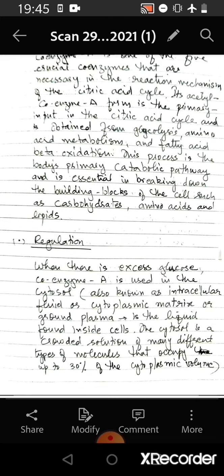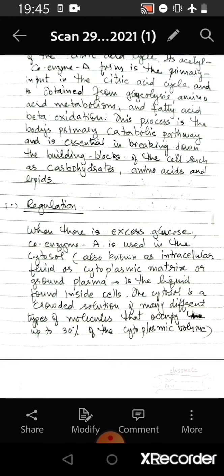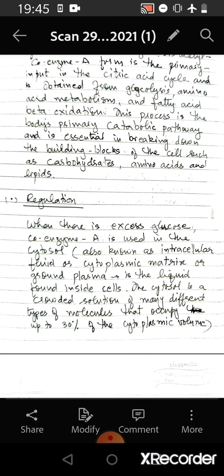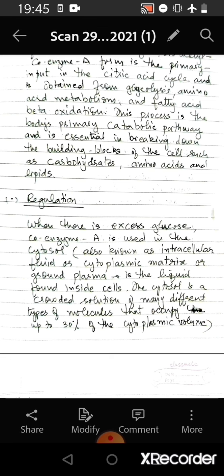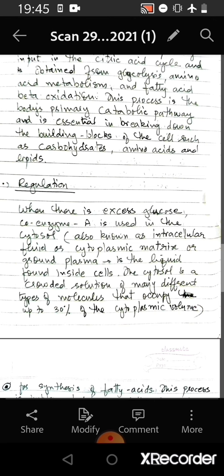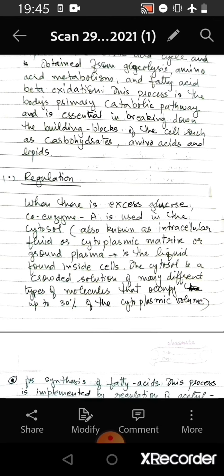Now we come to its regulation activity. When there is excess glucose, coenzyme A is used in the cytosol, and cytosol is known as intracellular fluid or cytoplasmic matrix or ground plasma, and this cytosol is the liquid found inside cells. The cytosol is a crowded solution of many different types of molecules that occupy up to 30% of the cytoplasmic volume. So here we see that coenzyme A is used in the cytosol for synthesis of fatty acids.